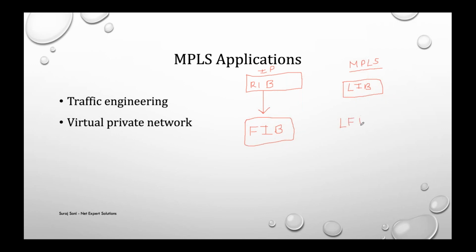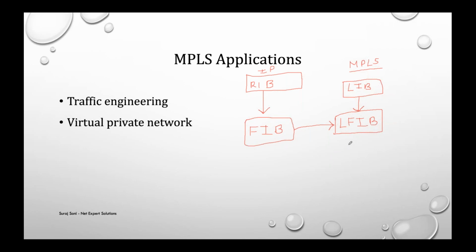LFIB is your label forwarding information base. I will get the best path information from the FIB, that is, what all best path entries I have, and the associated labels for those paths I will get from the LIB. So by combining the LIB and FIB entries, I will create a table called LFIB.